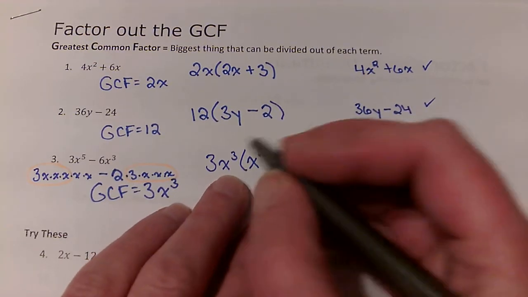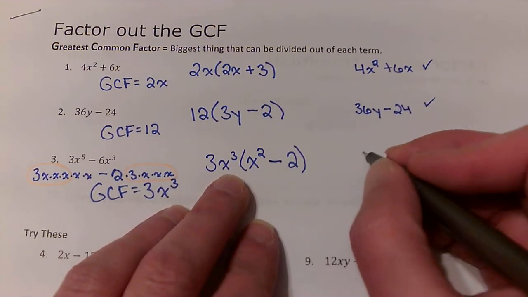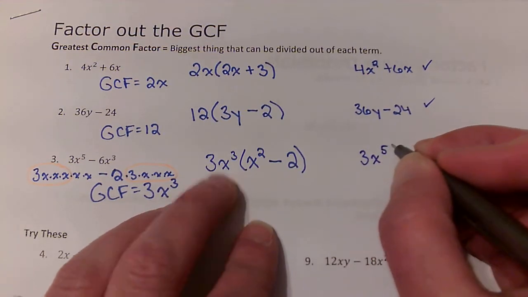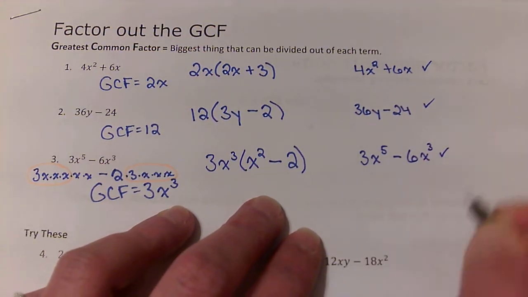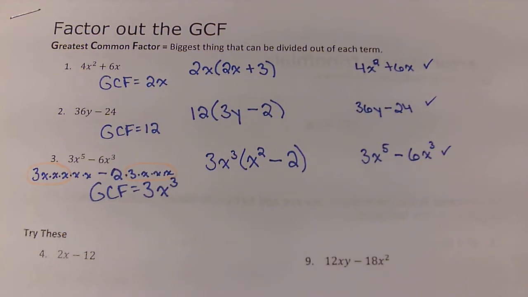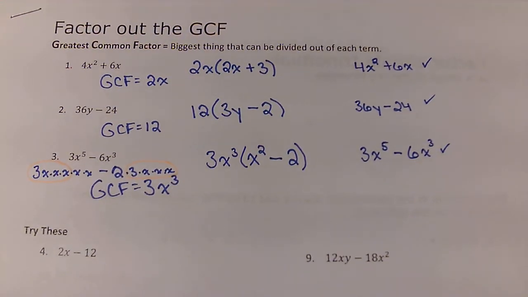Double check by distributing. 3x cubed times x squared is 3x to the 5th. 3x cubed times negative 2 is negative 6x cubed. So on the rest of this page, all you're doing is seeing what they have in common and factoring it out. So let's press pause and you try these, and when everybody's ready, you can press play.